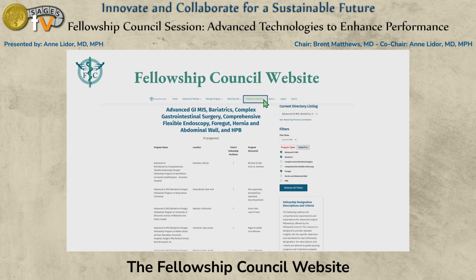The fellowship directory, the way it's set up now, is really pretty nice, in that you can look up any kind of fellowship you want by type. For this example, I clicked advanced GI-MIS, bariatrics, and foregut, so all the programs that meet those 3 criteria will come up. But you can also look at just bariatrics programs or bariatrics advanced GI-MIS. This works really nicely. It gives you the program director, and then you can click on those and get information about them as well. The way it was before was a little clunky, and I think this makes it a lot easier.